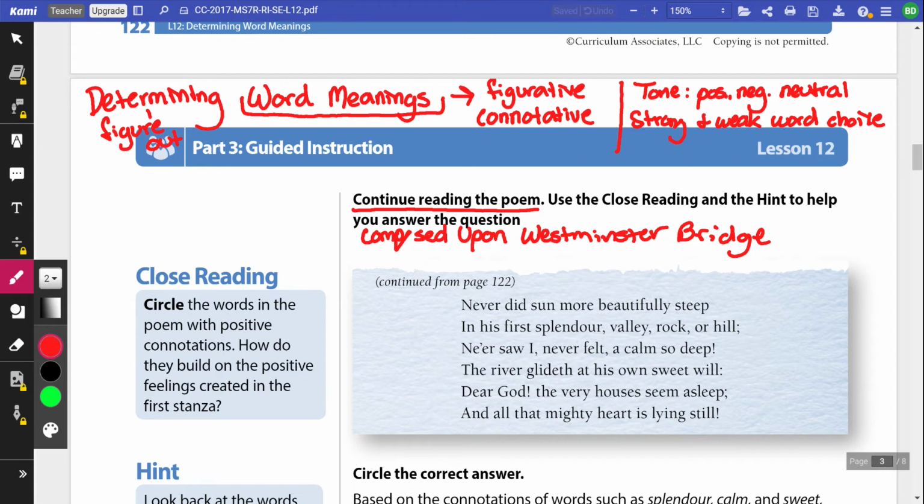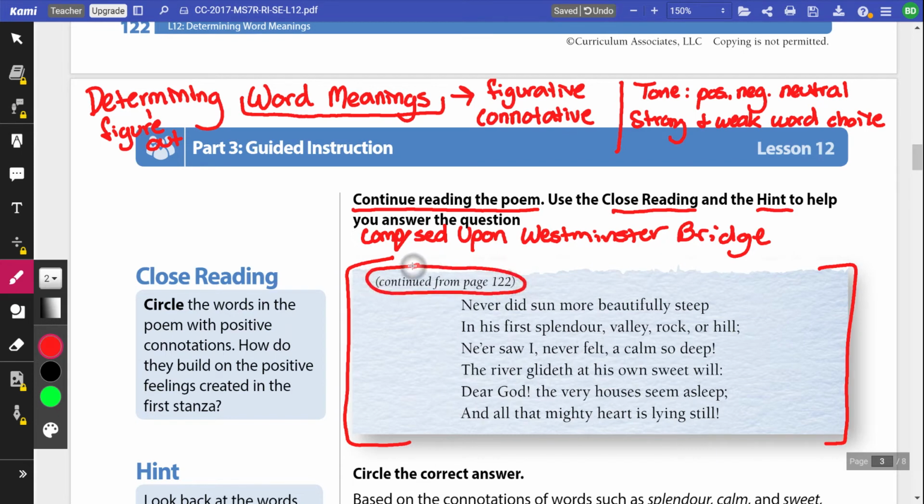So we are going to use the close reading and the hint to help us answer the questions down at the bottom. So we have the close reading that's going to help us guide our reading, and then we have the hint that's going to help us with the question that we have to answer. So now we are ready to look at the meat of the poem here. This is a continuation from page 122, like I've already said, the poem that we started reading yesterday, Composed Upon Westminster Bridge. So we need to go ahead and number our lines.